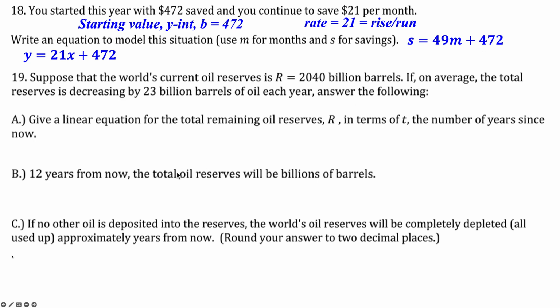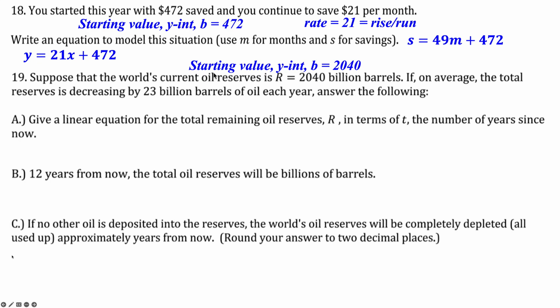19, suppose the world's current oil reserves is capital R, 2,040 billion barrels. If, on average, the total average means a slope, the total reserves is decreasing by 23 billion barrels of oil each year, answer the following. Okay, give the linear equation for the total remaining oil reserves, capital R, in terms of T. T will be X, capital R will be Y, the number of years since now.